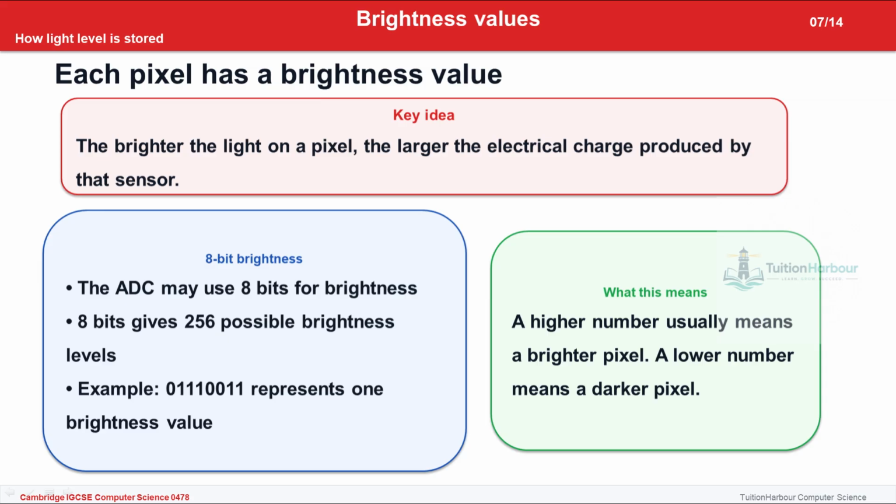Brightness values. The amount of light reaching a sensor determines its electrical charge. The ADC converts this charge into a brightness value. An 8-bit value provides 256 possible brightness levels from 0 to 255.